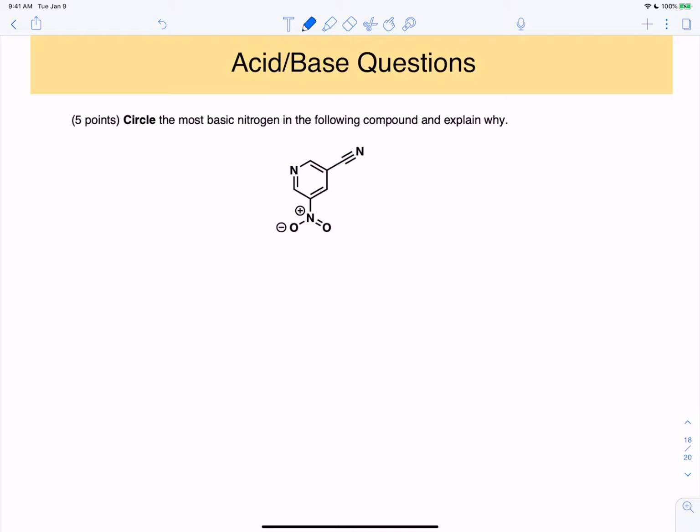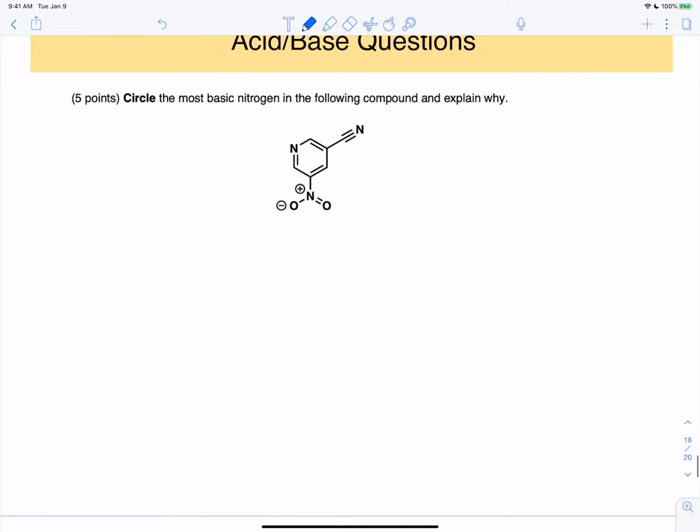Here's another polyfunctional molecule in which we have 3 different types of nitrogens. We're trying to find out which one is the most basic. Here we can use a combination of maybe common sense combined with hybridization. So let's start with the nitro. The nitro has a positive charge on it. There's no free electrons on that nitrogen. So really this nitrogen can't be a base. So we can just get rid of that altogether.